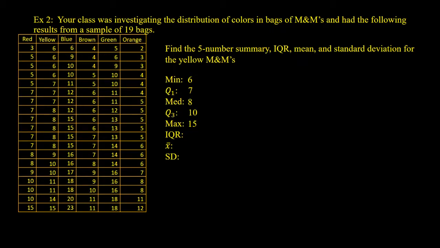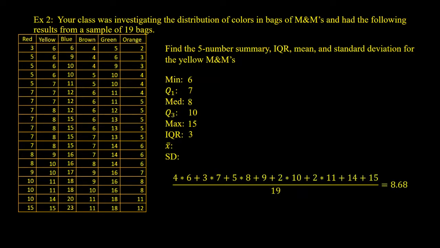IQR. The IQR is Q3 minus Q1, so I do 10 minus 7, which gives us 3. The mean, we're going to add all those values together and then divide by 19. Now I'm going to cheat a little bit when we put this out. There's 4 6s, so instead of doing 6 plus 6 plus 6, I'm going to do 4 times 6. There's 3 7s, so instead of 7 plus 7 plus 7, I'm going to do 3 times 7. And so on. So it will look a little weird when I put this up here. But we multiply all that out, divide by 19, and we get a mean of 8.68 M&Ms.